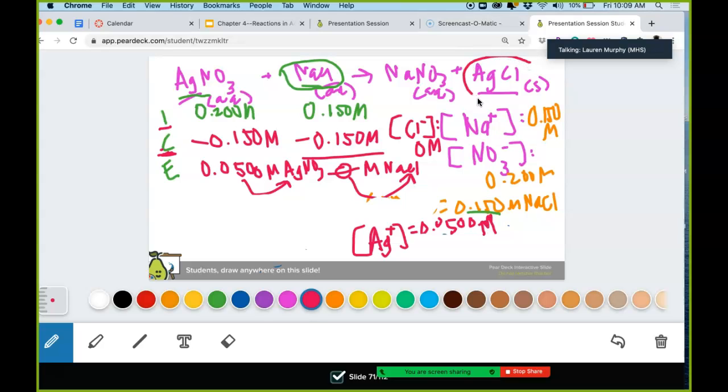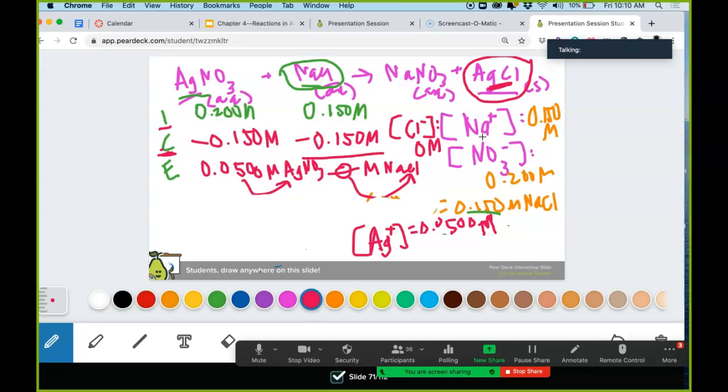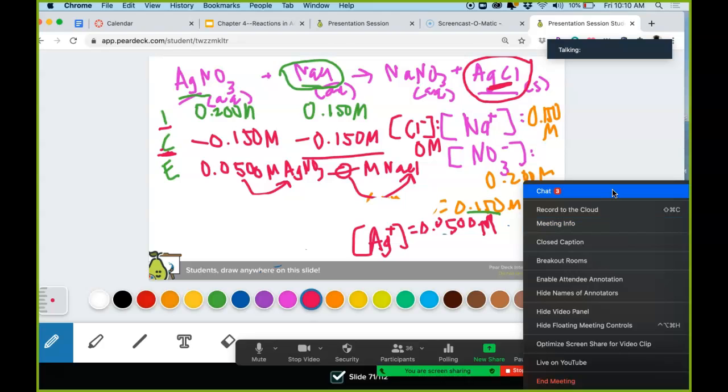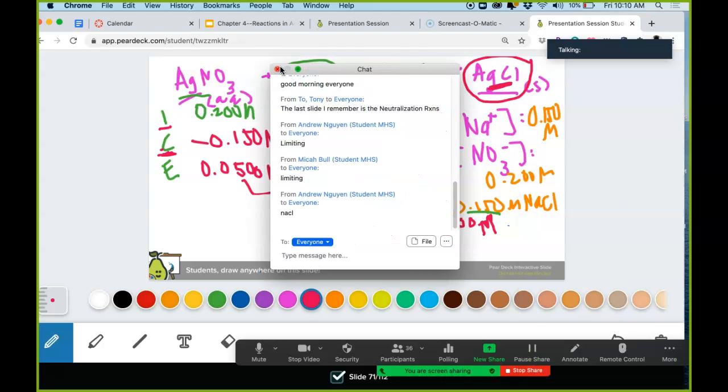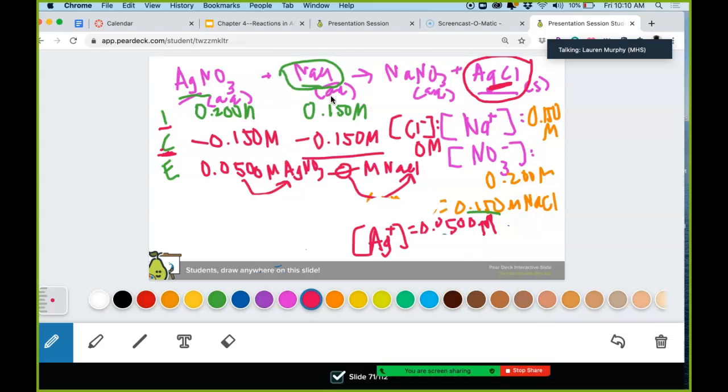That's this guy. Any suggestions of how I could do that? How do I find out about this guy? First of all, who do I use? Do I use the sodium chloride or the silver nitrate to find out about silver chloride? Which reactant do I use? Sodium chloride, the limiting, very good. So I'm going to use this guy's number.